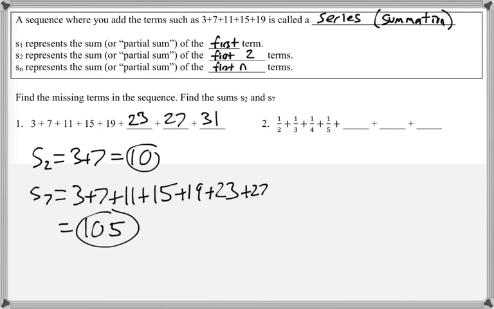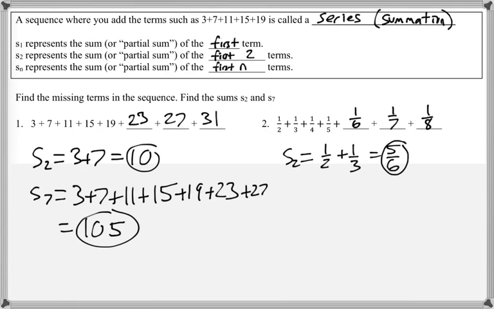On question number 2, it looks like the pattern is that you're adding one more to each denominator. So it'll be 1 over 6, 1 over 7, and 1 over 8. And then S2 wants you to add up the first 2 terms of the sequence. So 1 over 2 plus 1 over 3, which is 5 over 6.